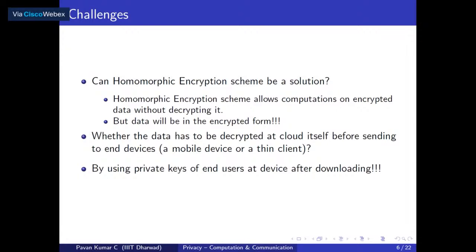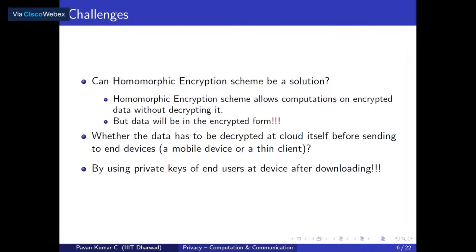Now that is one part of the story, whether we can do this encryption, decryption, and then compute over the encrypted data. But the next question is, once you do the computation, where does the data need to be decrypted? Whether it has to be decrypted in the cloud itself, or downloaded to the end device and then decrypted. The first challenge is that if we decrypt that data in the cloud itself, then there is no meaning in having encryption and then decrypting it at the cloud. Why? Because the cloud will come to know the content of the data if we decrypt at the cloud itself. So the alternative solution is to download it to the end device and then decrypt.